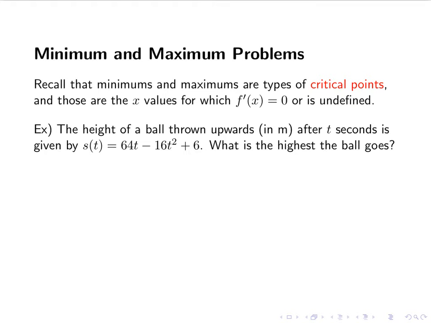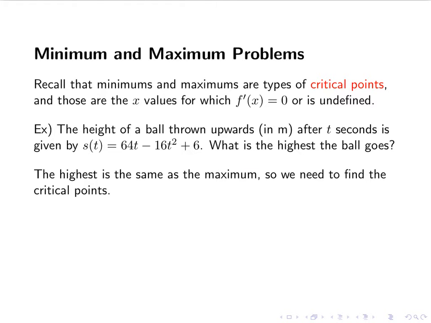For our first example, the height of a ball thrown upwards in meters after t seconds is given by s of t equals 64t minus 16t squared plus 6. What is the highest the ball goes? The highest is the same as the maximum, so we need to find the critical points. We take the derivative: s prime of t is 64 minus 32t, and we set it equal to 0. Then we solve for t, and hopefully we can see that it's 2 seconds.